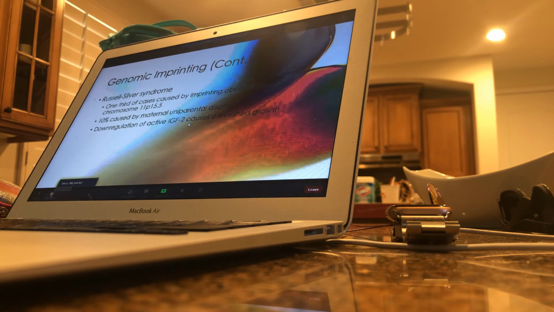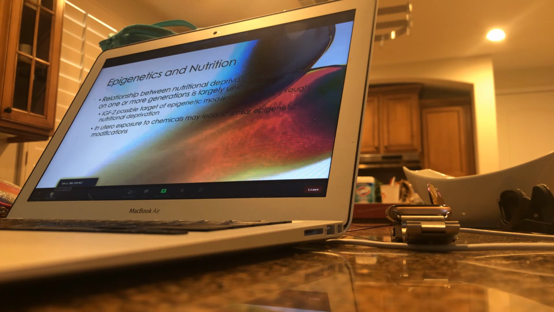There's another condition or syndrome, Russell-Silver syndrome. I don't have any pictures for this one, but this is a downregulation, similar to Beckwith-Wiedemann syndrome, but downregulating active insulin-like growth factor 2. It causes more so diminished growth in those that do survive after this condition is present.